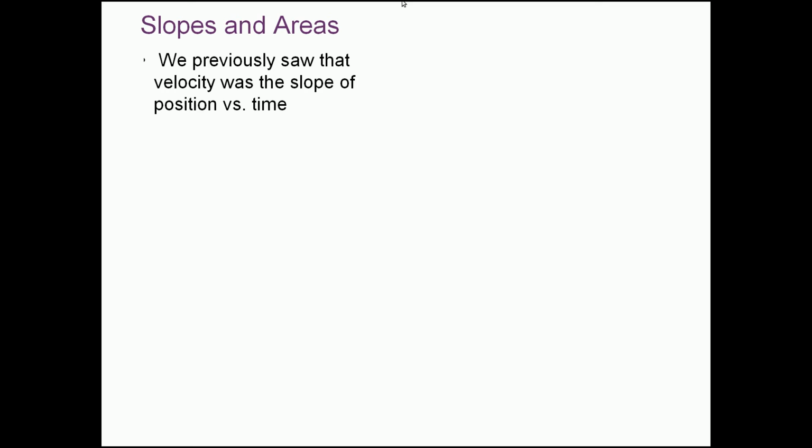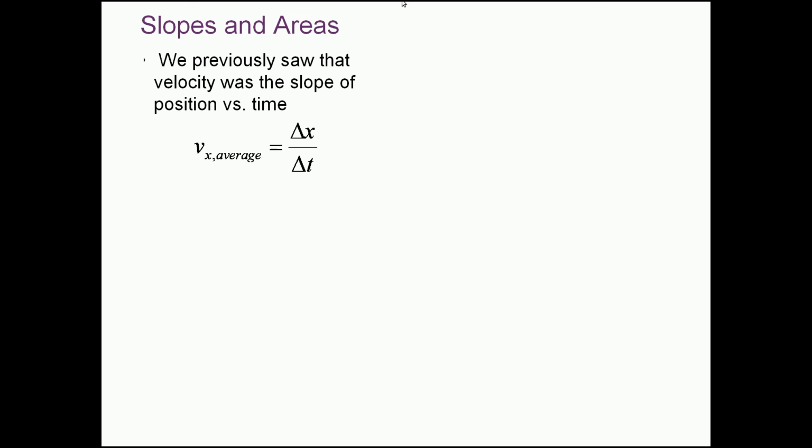Okay, so I wanted to make this video to cover a couple things that we didn't get to at the end of Wednesday's lecture. So one of the things we've been talking about is the connection between slopes and areas. So we previously saw that velocity was the slope of the position versus time plot, right? And we got to this from our equation for the average velocity.